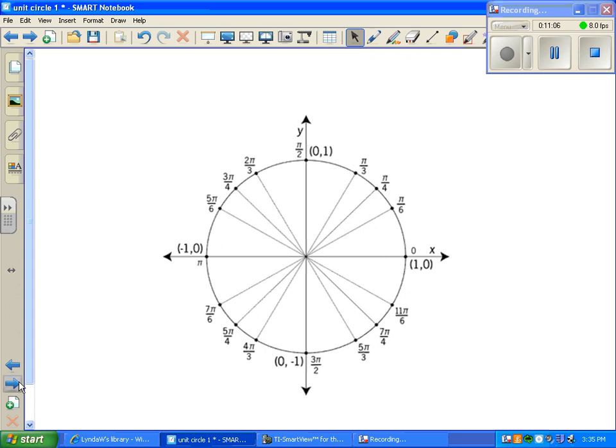The next podcast that I'm going to do, I'm going to show you how to find the terminal points at each value on the unit circle.